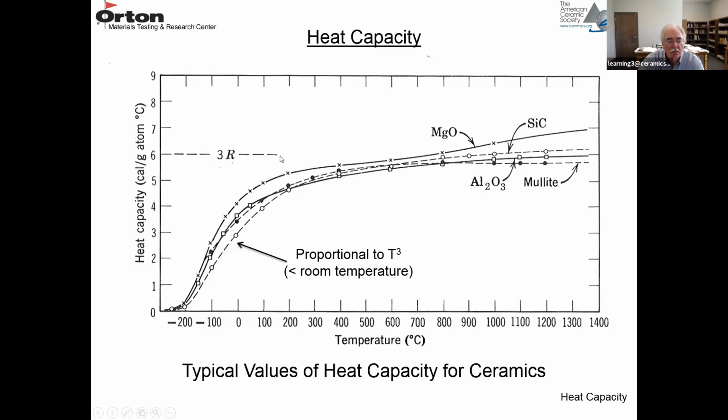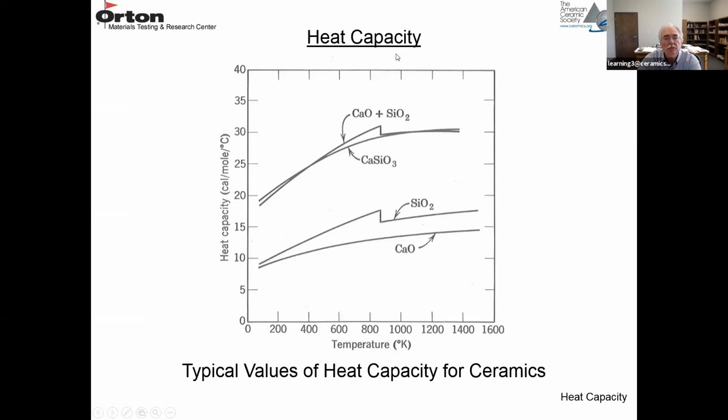We're not really concerned below room temperature because we're talking about high temperature materials, but for reference, the heat capacity drops off to 0 at absolute 0, and below room temperature is proportional to T cubed. So less than room temperature, it drops off as a cube of temperature. Above room temperature, it approaches a constant.